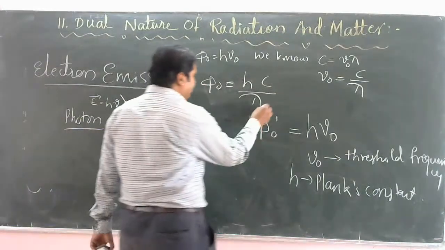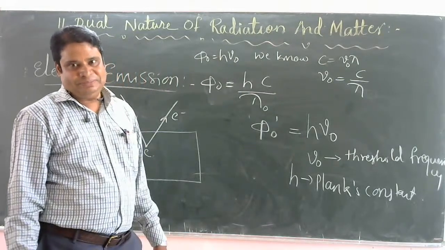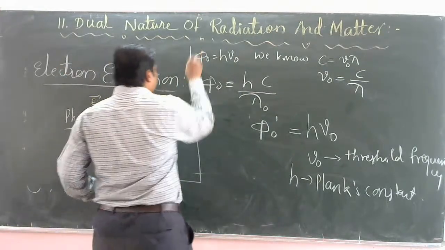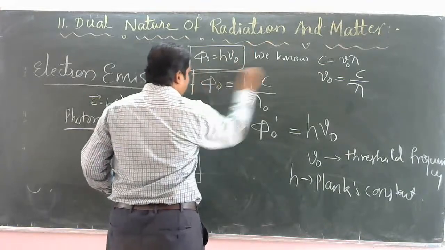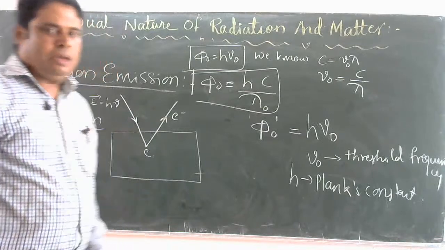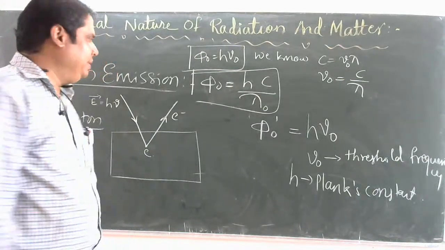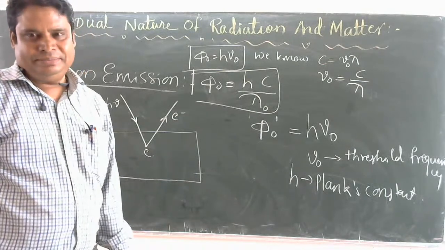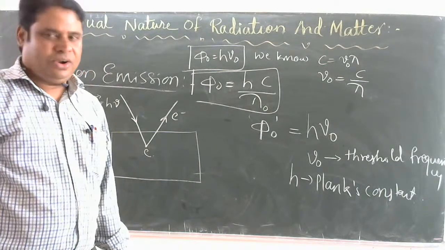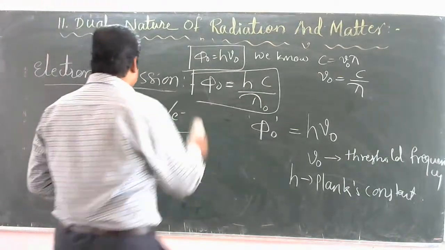Or you can even write lambda naught, the threshold wavelength. These two forms are very important: phi naught is equal to h nu naught, or phi naught is equal to hc by lambda naught, whatever it is, lambda naught or lambda. Probably in the notes I have not given these two points.